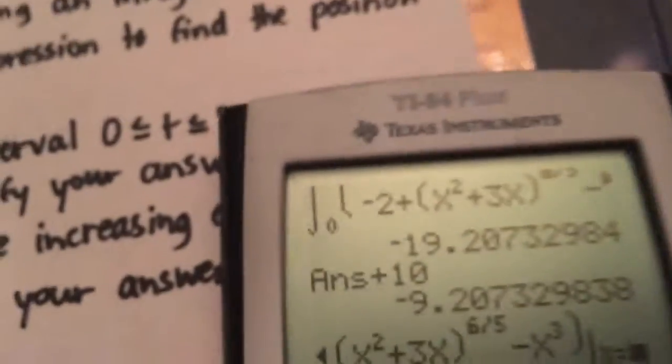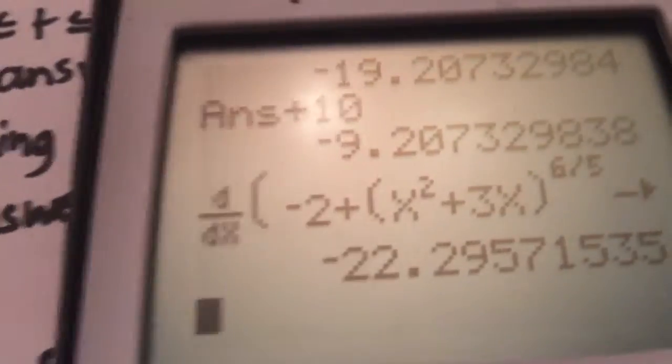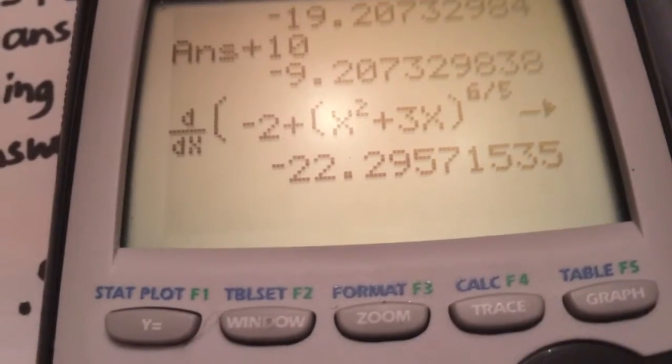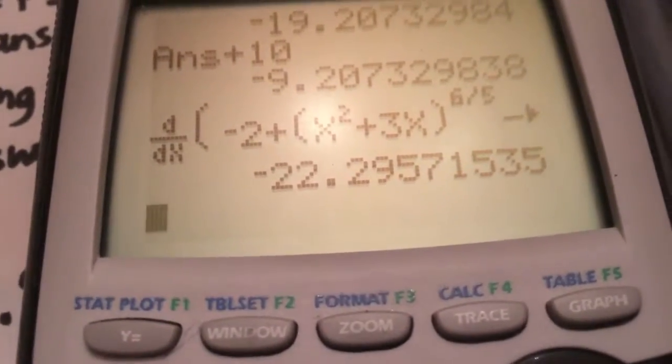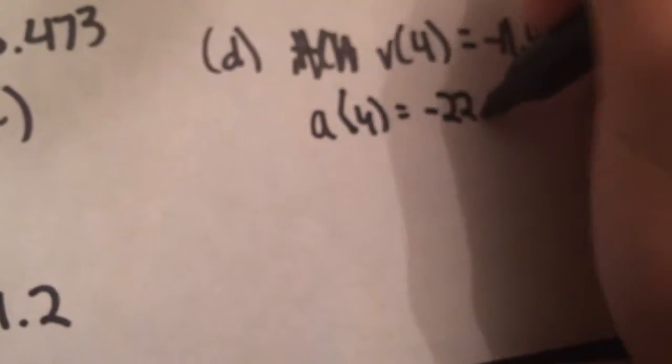Alright, and then I want to set the x at 4, because that is what the problem is asking of me. It's wanting me to derive it at 4. And we get another negative number, negative 22.2957. So let's do this right here. A of 4 equals negative 22 point, let's say 296.